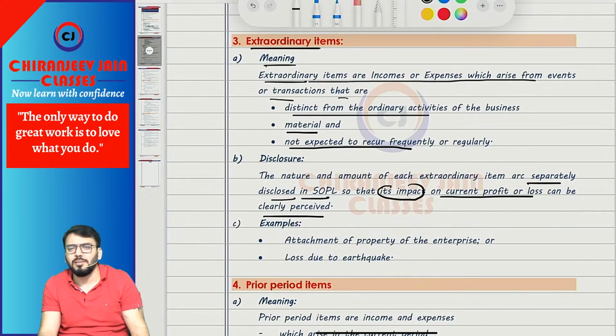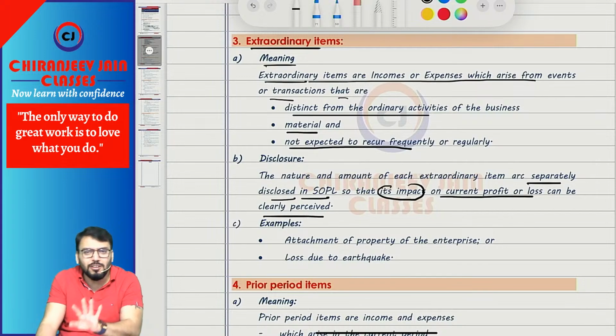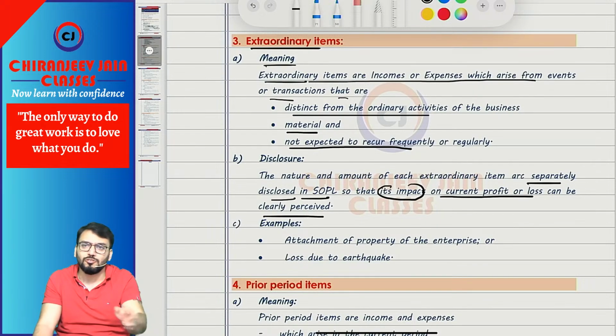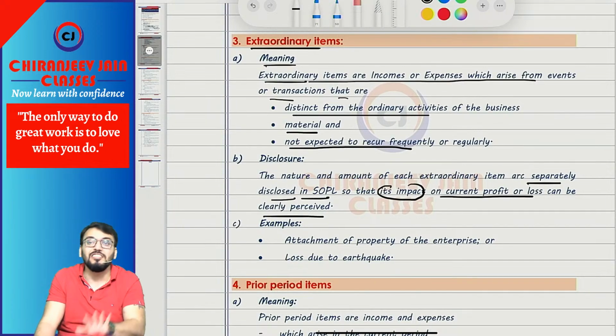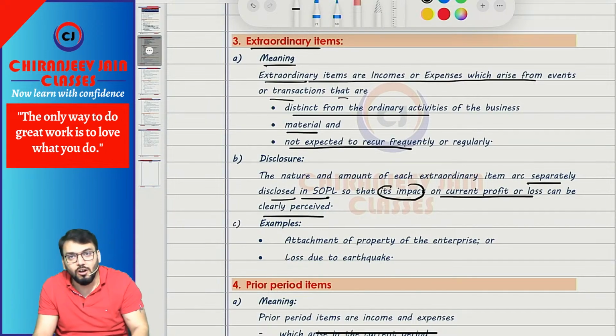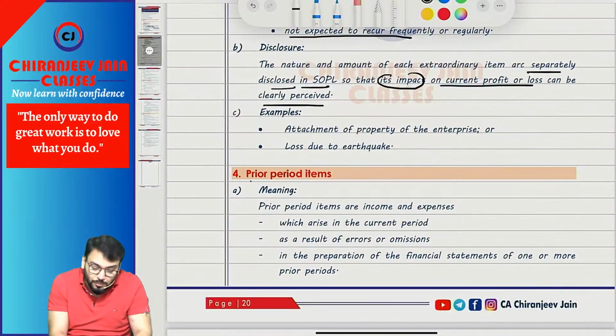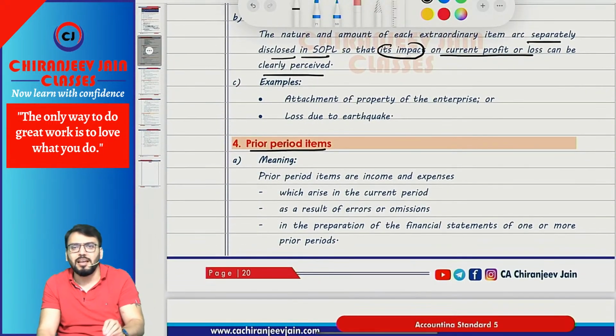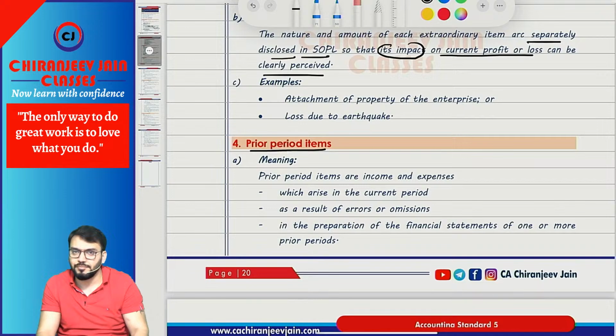Examples? Example can be any loss due to fire, any loss due to earthquake. Those are examples of extraordinary activities which are not related to business or incidental to business. So fire is not incidental to business. So anything that happens which is not incidental to business is extraordinary. Correct.